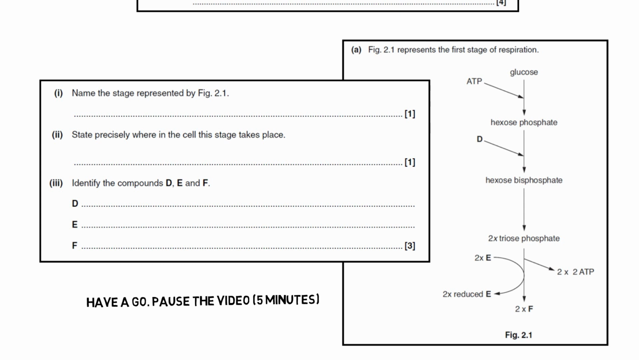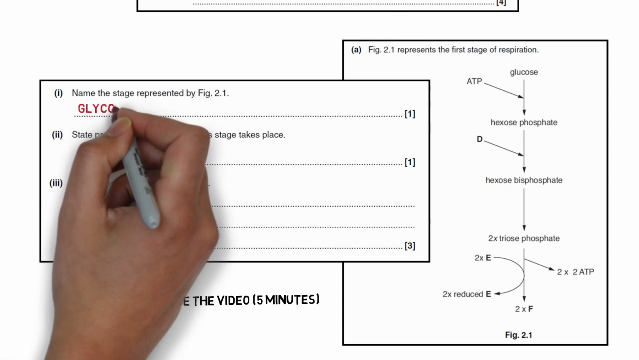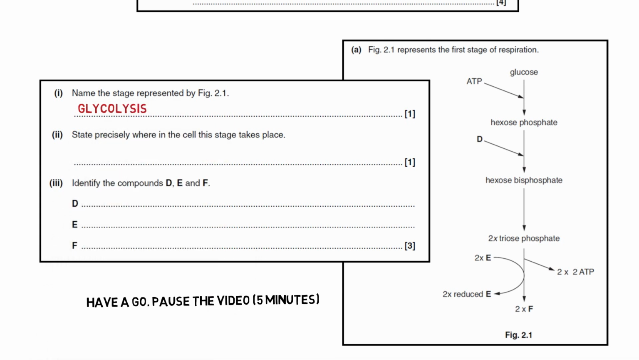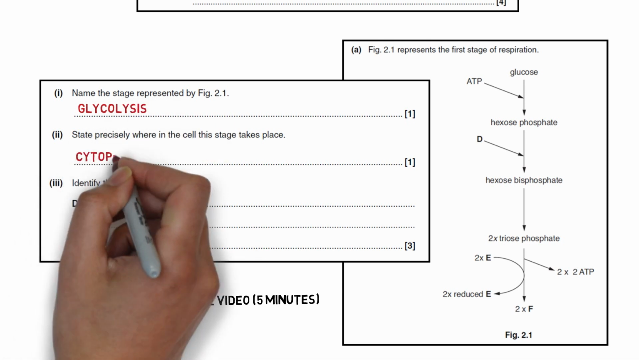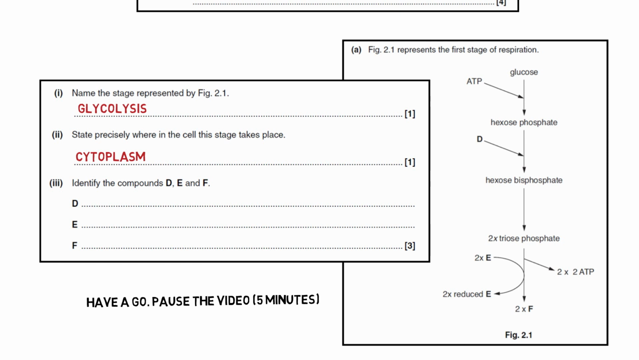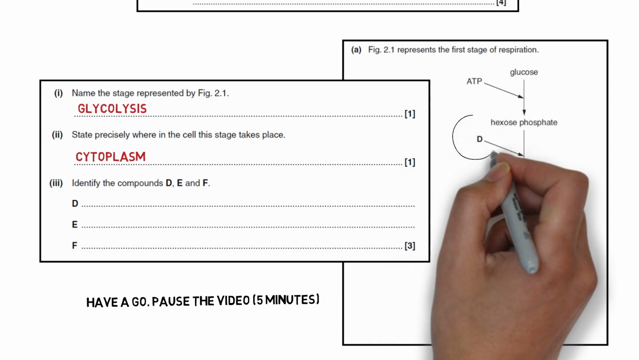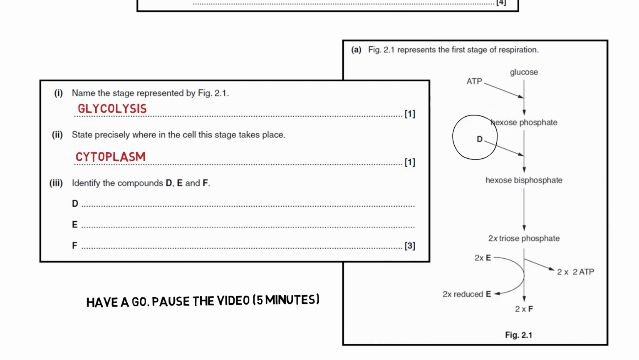For the first question, once again, the diagram represents what we've been learning about, which is glycolysis. Just like the previous question, glycolysis occurs in the cytoplasm. For compound D, we add compound D to convert hexose phosphate into hexose bisphosphate, and that can only be ATP. For E, from the diagram gets reduced, and we know that NAD gets reduced, so E can only be NAD. And finally, we get 2 products, which are the end products of glycolysis, and that is pyruvate.